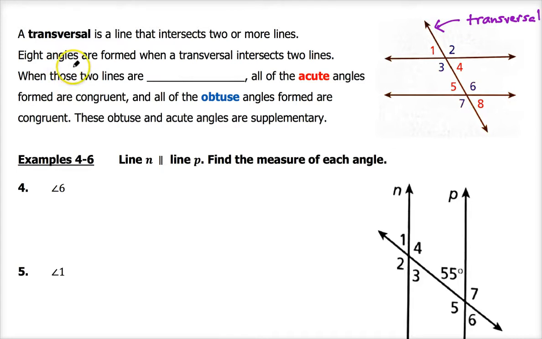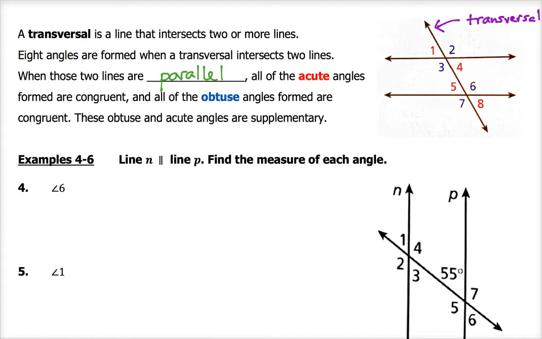When a transversal intersects two lines, 8 angles are formed, and you can see that in this picture. We have angles 1, 2, 3, 4, 5, 6, 7, and 8 formed by this intersection. When those two lines are parallel to each other, so this top and bottom one appear to be parallel, all of the acute angles formed are congruent, and all of the obtuse angles formed are congruent.